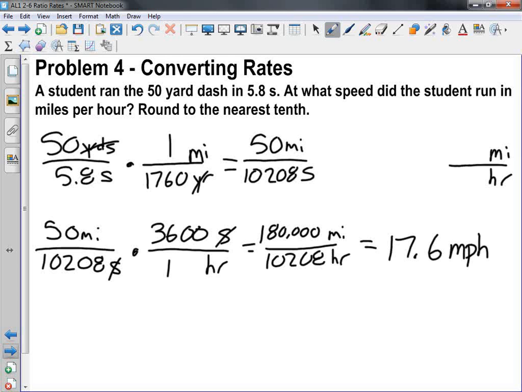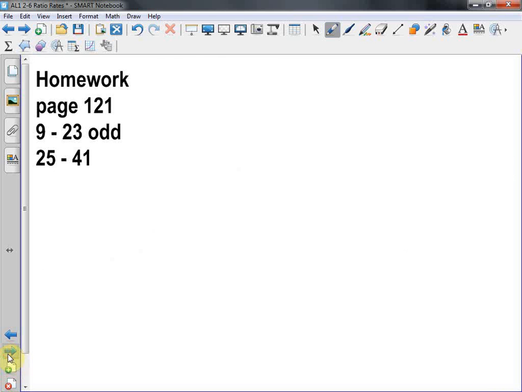This is the nearest tenth. That's a tenth. That's a one. No, this is a tenth. If they said to the nearest whole number, you'd be right. All right, so 17.6 miles per hour. Okay? Be ready. I think tomorrow we might try to beat this ourselves. Okay, this is our homework assignment. Okay?